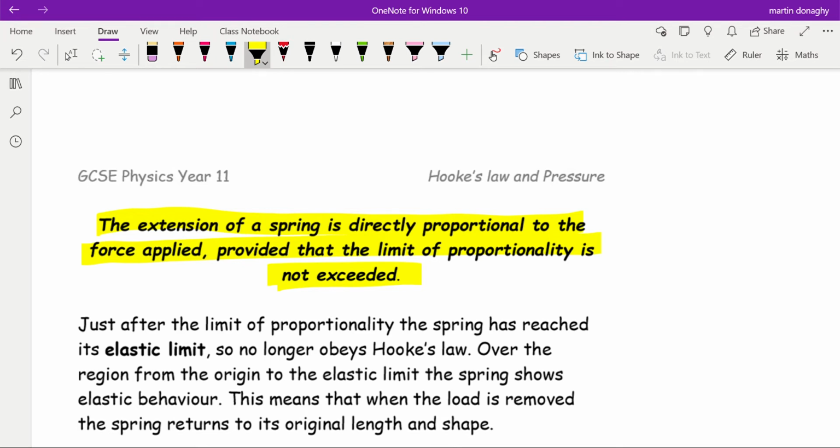And most people get that mark when they're asked to state Hooke's law, but they leave off the last bit here. Provided that the limit of proportionality is not exceeded. You need that last bit in because Hooke's law only holds true up to a particular force or load, and then after that we can't use it and we can't apply it.